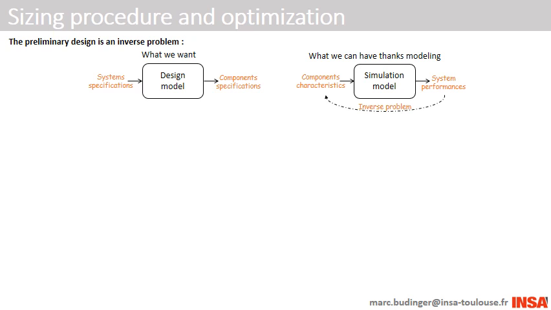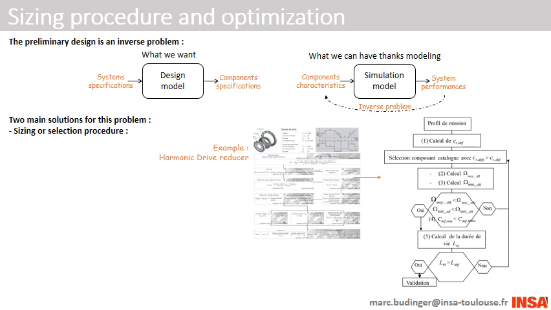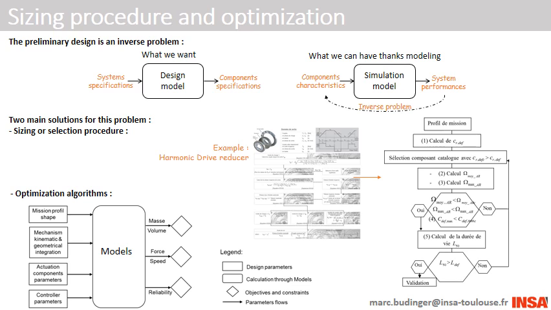We essentially find two different kinds of solutions to this issue, either procedures of selection, sizing, which is a smart chain of calculus and tests, permitting us to determine the components we must choose. These procedures can also be represented in graphic forms, directed graphs or digraphs, or n-square diagrams. The other solution is optimization algorithms, minimizing the difference between the performances we obtain and the performances that were required by modifying the design parameters of the components. We are going to introduce here how to represent these two types of solutions in the form of graphs.